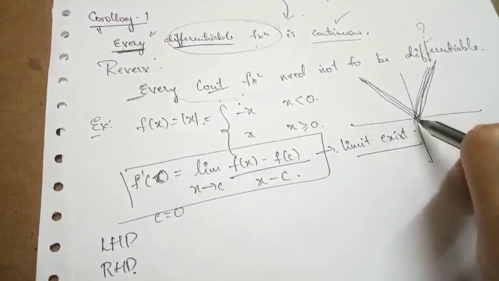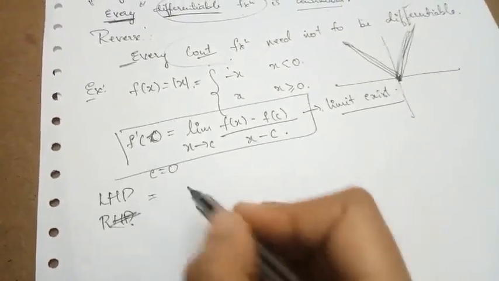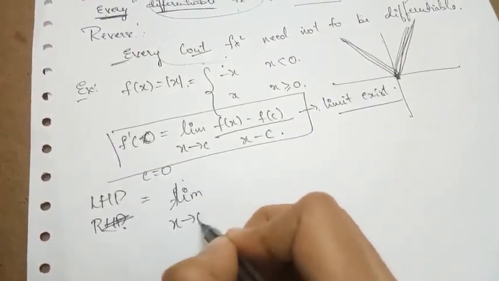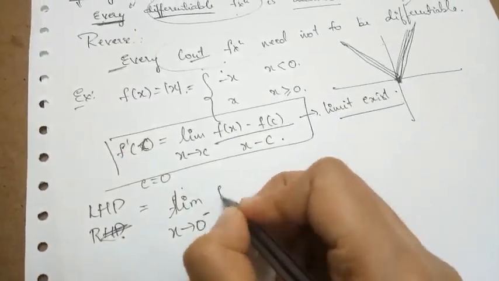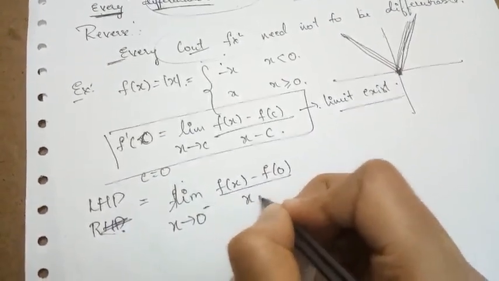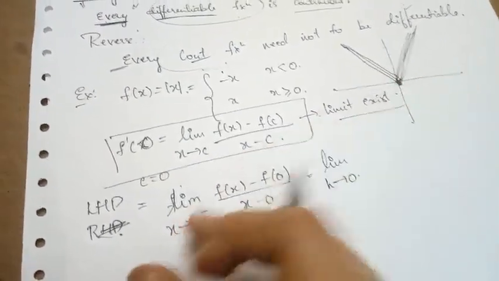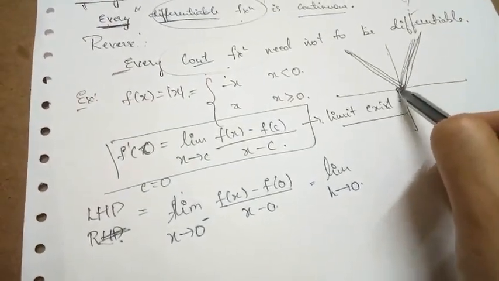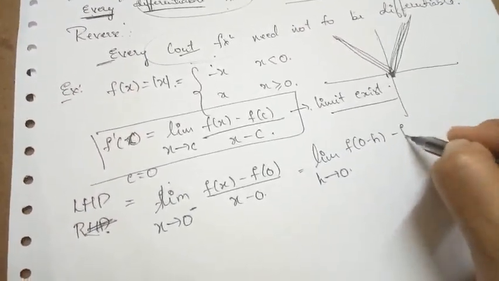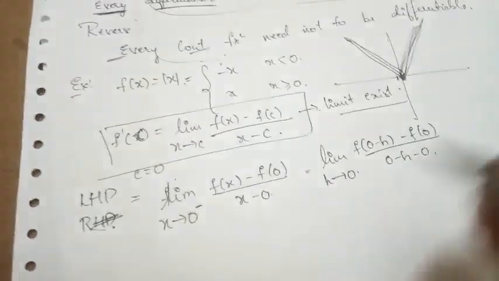I will find whether this is differentiable or not at a point. Say I will consider the point 0 here. So what will be the left hand derivative? That is nothing but limit x tending to 0 minus of f of x minus f of 0 divided by x minus 0. So it is nothing but limit h approaching 0, where 0 minus means obviously some point to the left, so it becomes 0 minus h. So f of 0 minus h minus f of 0 divided by 0 minus h minus 0.